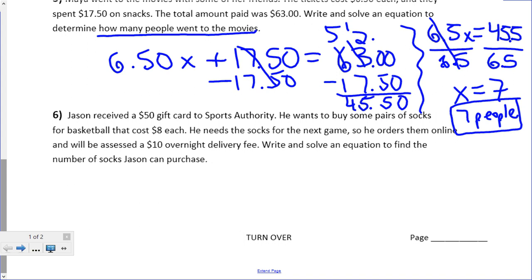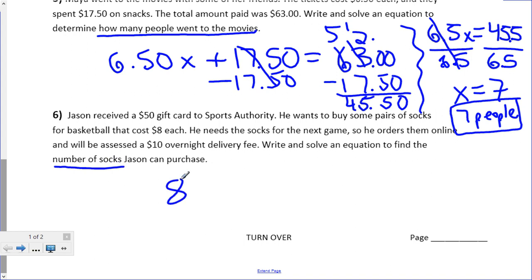Now, we're going to have to figure out the number of socks he purchased. So, now the other thing we didn't say here is we're going to assume he spent all $50. So this is going to cost him all $50 from the gift card. So every pair of socks is going to cost $8. And we don't know the number of socks. Let's assume pairs of socks. So for each pair, it costs $8. So say there's 5 pairs, or 7 pairs, right? 7 pairs times the $8 is going to be how much you would pay.